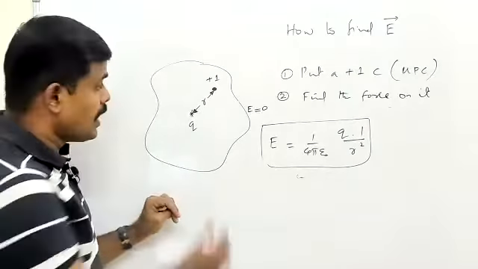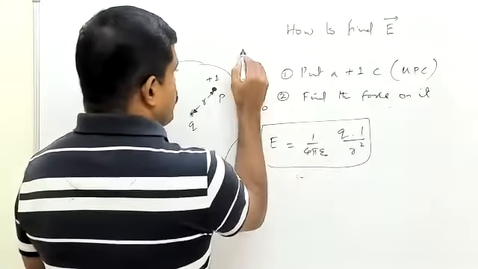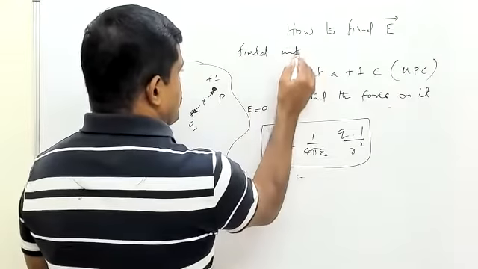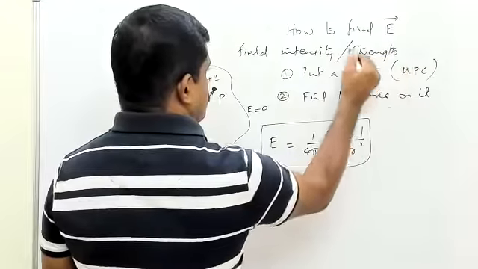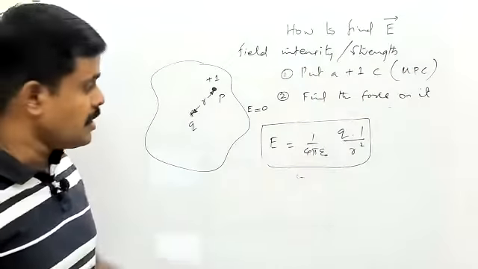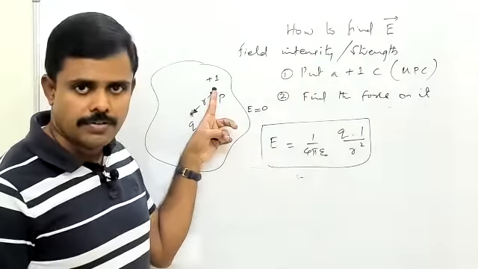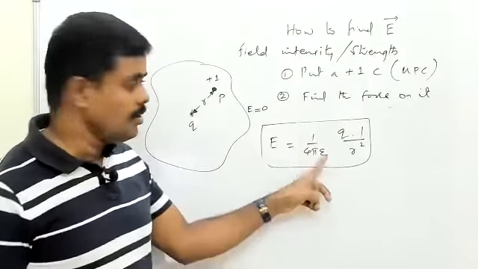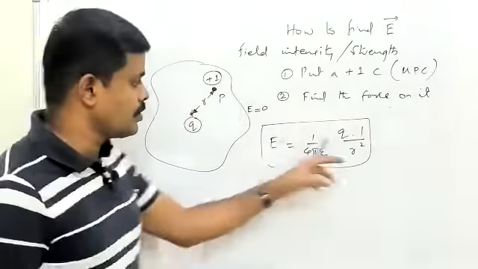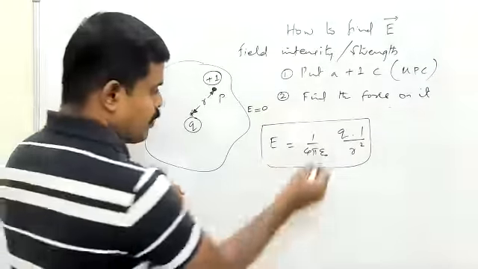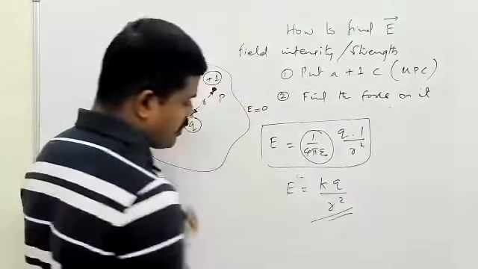I've done exactly the same thing. I put a plus one coulomb here. I wanted to find the field there. This is also called electric field intensity or strength. How do you find electric field strength? You put a plus one coulomb and find the force on it. Force is 1 by 4 pi epsilon 0, Q1, Q2. Q1 is Q, Q2 is 1 coulomb. So Q into 1 by R square. And this 1 by 4 pi epsilon 0 could also be called K. So that changes the equation to KQ over R square.